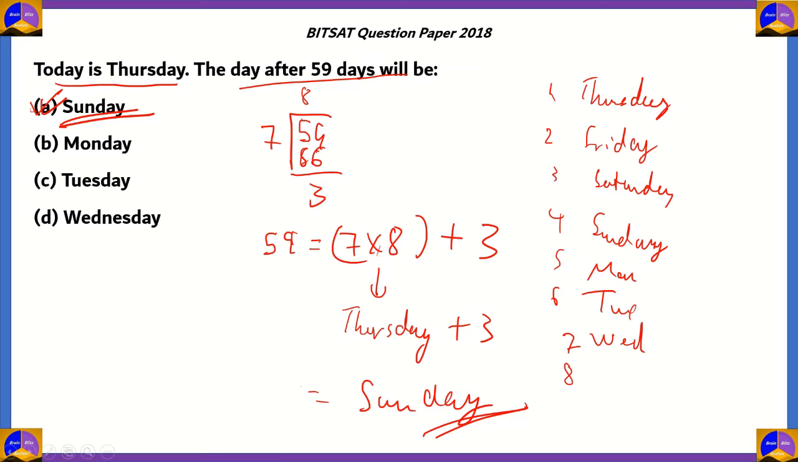So if you need to find out the days ahead, you just need to divide that by 7, find out how many weeks go out, and then use the remainder, and then calculate the day that comes after it. So if you got Thursday, and then there are 3 days as the remainder, just take Friday as the first, Saturday as the second, Sunday as the third. So that is the idea behind these kinds of questions.